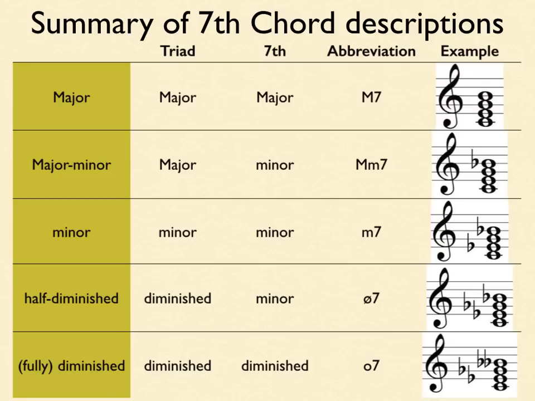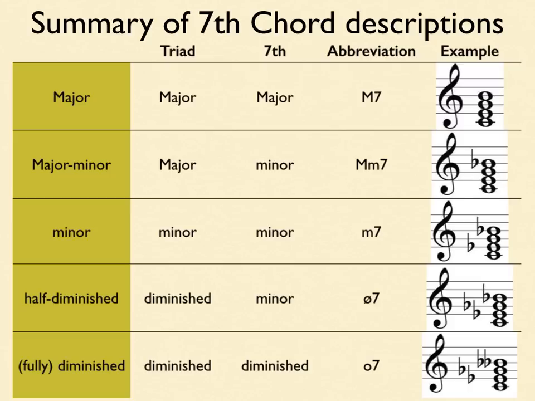And I've given you an example starting on C. They're all starting on C just so you can compare them. So the C, the E, the G, and the B. The distance between the C and the E is a major third, and the distance between the C and the G is a perfect fifth. So there's your major triad there. And then you've added a major seventh on top of that. So the interval between C and B is a major seventh. So that's a major seventh chord, and we use the abbreviation capital M with a 7 next to it to signify that.